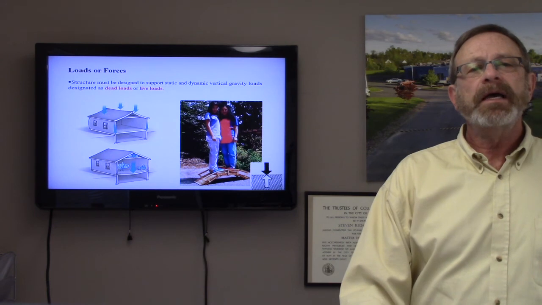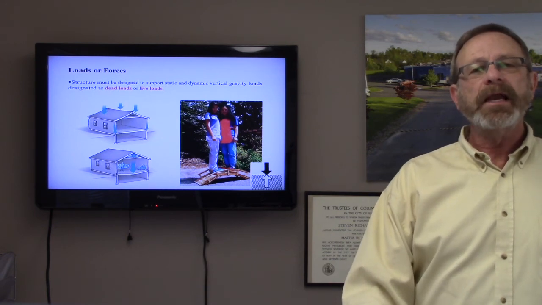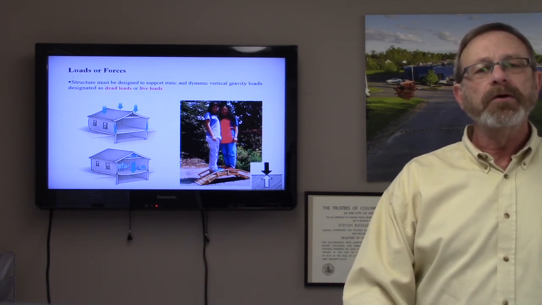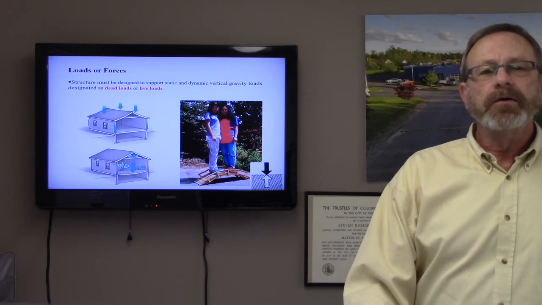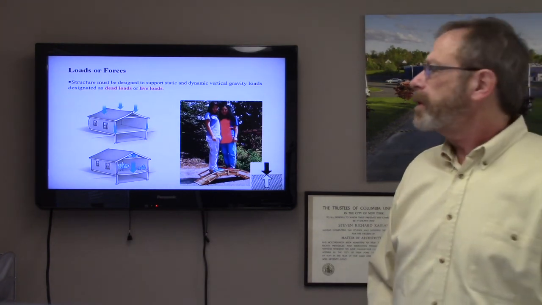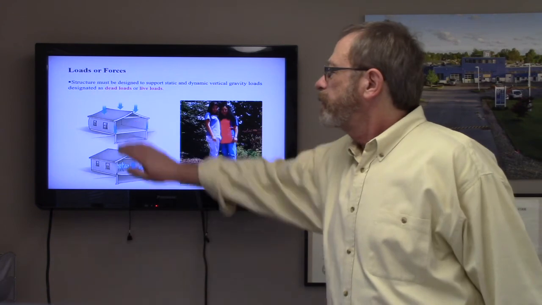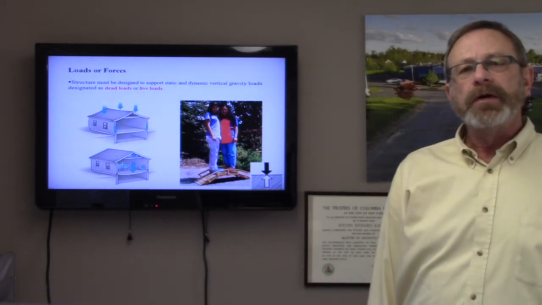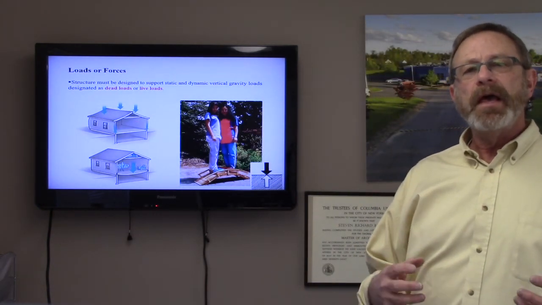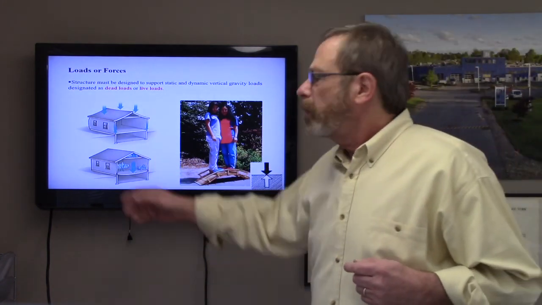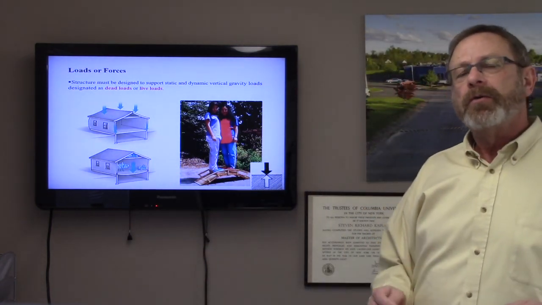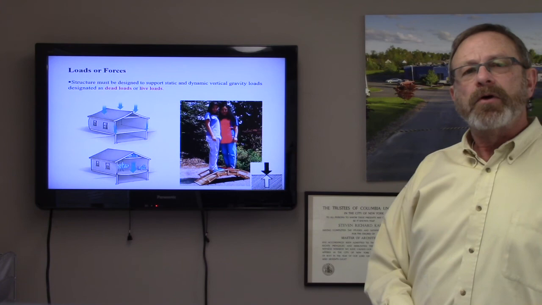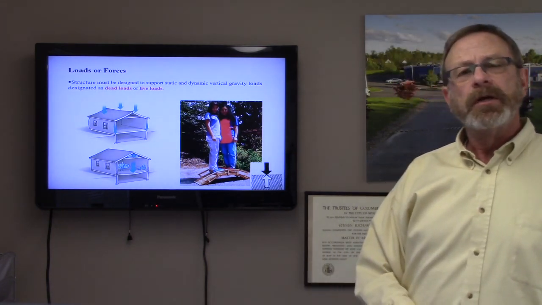Structures must be designed to be supportive of static and dynamic vertical gravity loads designated as dead loads or live loads. So for instance, here is a house. We consider that the dead load. It's the object itself with any additions. The live load are the people, furniture, or storage items that go into that house and exert additional stress.